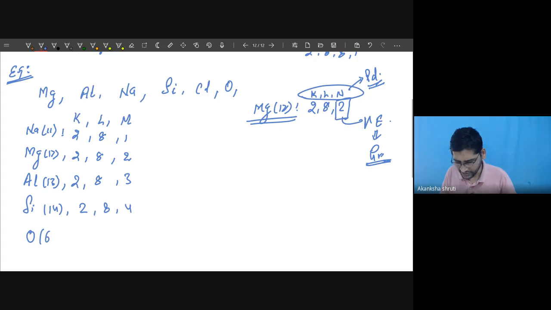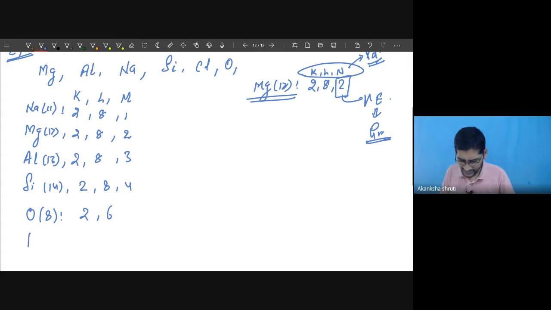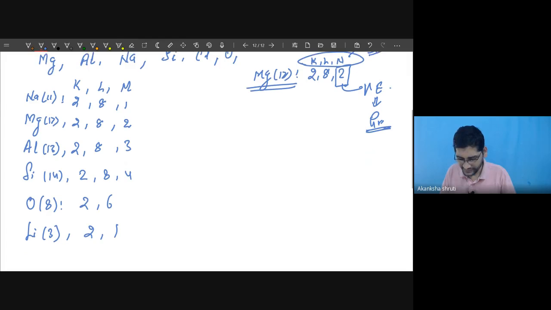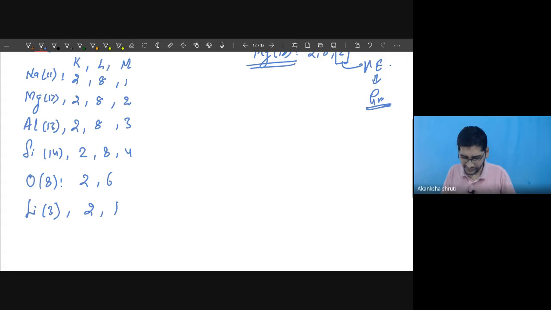We have taken oxygen, which has the atomic number... yes, students, it is 8. So take 8, then 2 and 6. Students, we may take a few more. Let us take lithium also, which is 3: 2 and 1. Let us take the carbon, which is 6. So for carbon, we have 2 and 4.